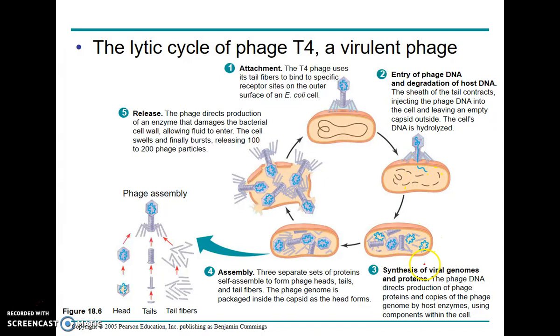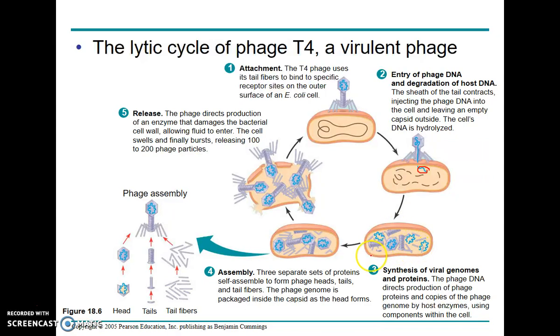Then the ribosome, the tRNA, the RNA polymerase, those things are used to take the code in the viral DNA and turn it into the proteins in that viral DNA. So here we can see like the parts of the virus are being assembled.